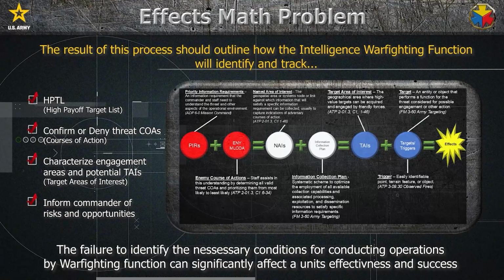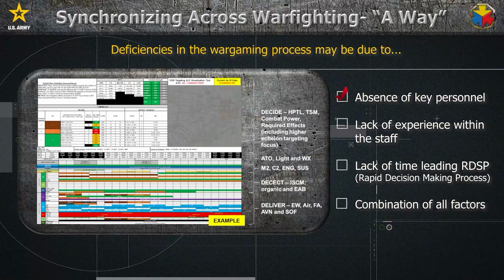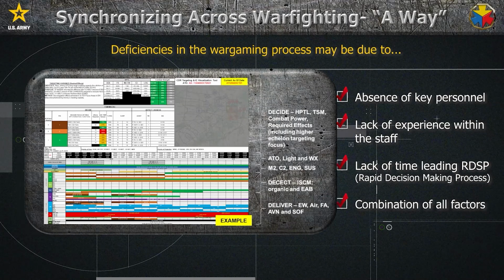The failure to identify the necessary conditions for conducting operations by warfighting function can significantly affect a unit's effectiveness and success. This issue often stems from deficiencies in the wargaming process. It may be due to the absence of key personnel, lack of experience within the staff, lack of time leading to RDSP, or rapid decision-making process, or a combination of all factors.